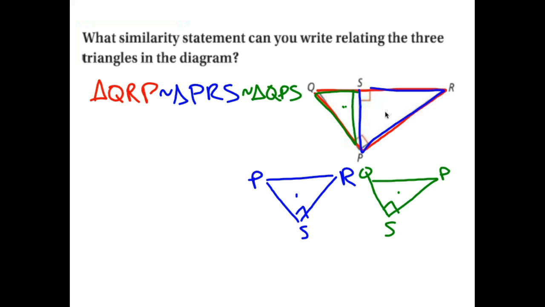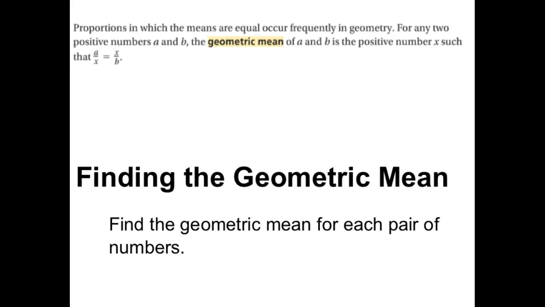All right, one last little thing we're going to talk about, because it's going to build on this idea soon, is this idea of what's called a geometric mean. Sometimes in proportions you have means that are equal, and that occurs quite frequently for us in geometry. When that occurs, we say that the extremes are then the geometric means.